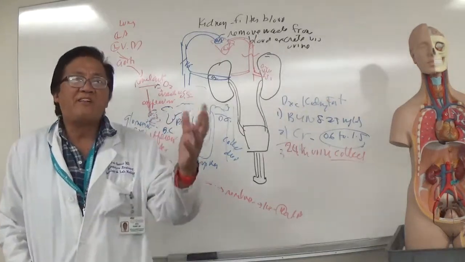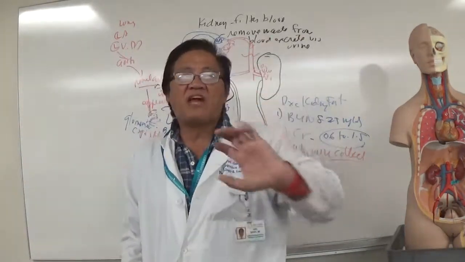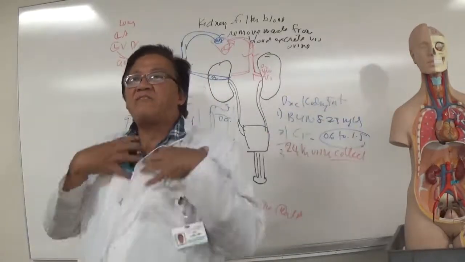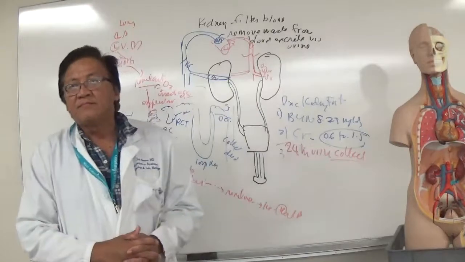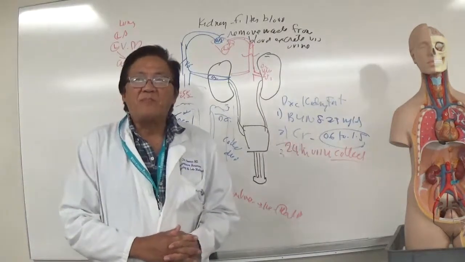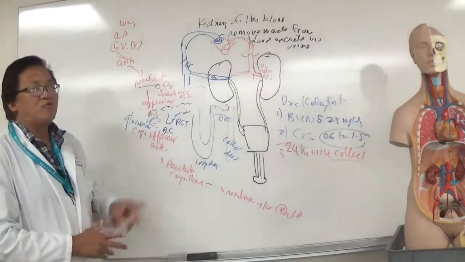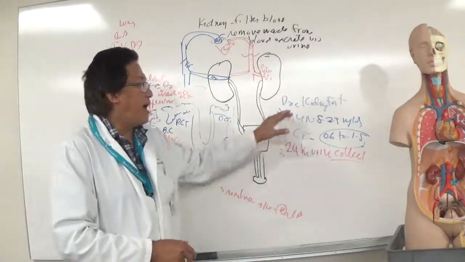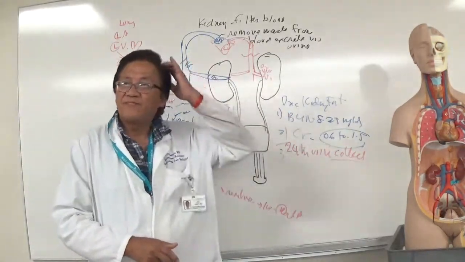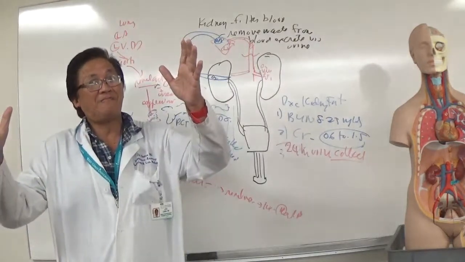What does the word clearance mean? To clear means what? To get rid of the waste? Like to clear the airways of the mucus? Or to clear the waste in the blood? So what is the purpose here? We want to have two specimens here. One specimen from where? From the blood, and one specimen from where? You see what I mean?